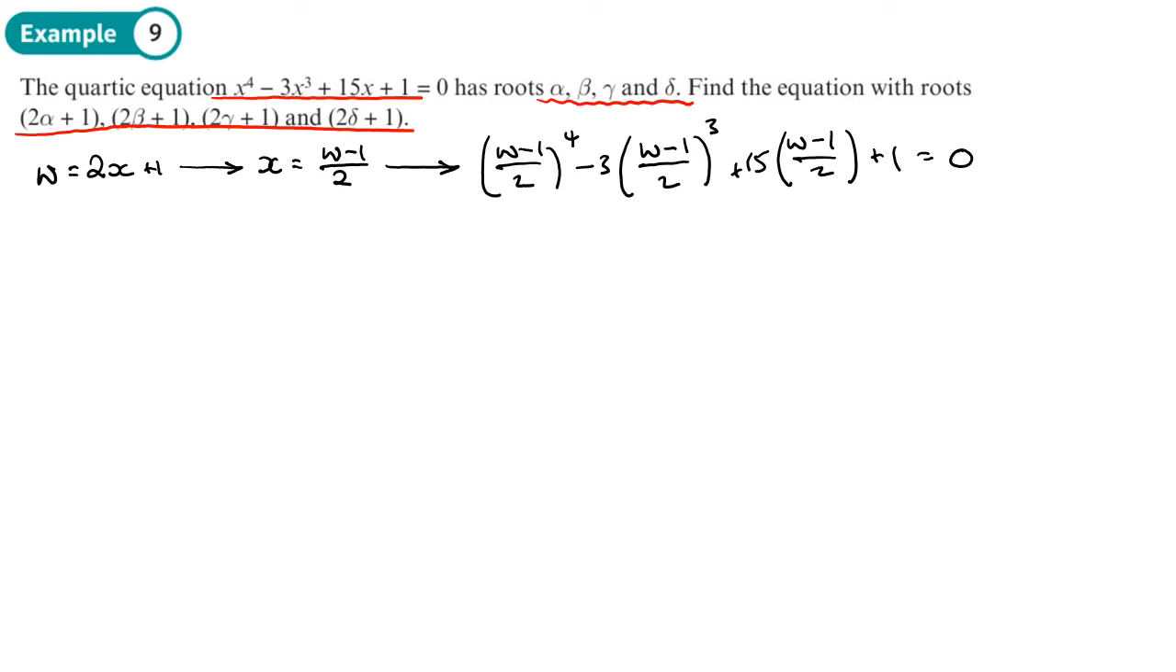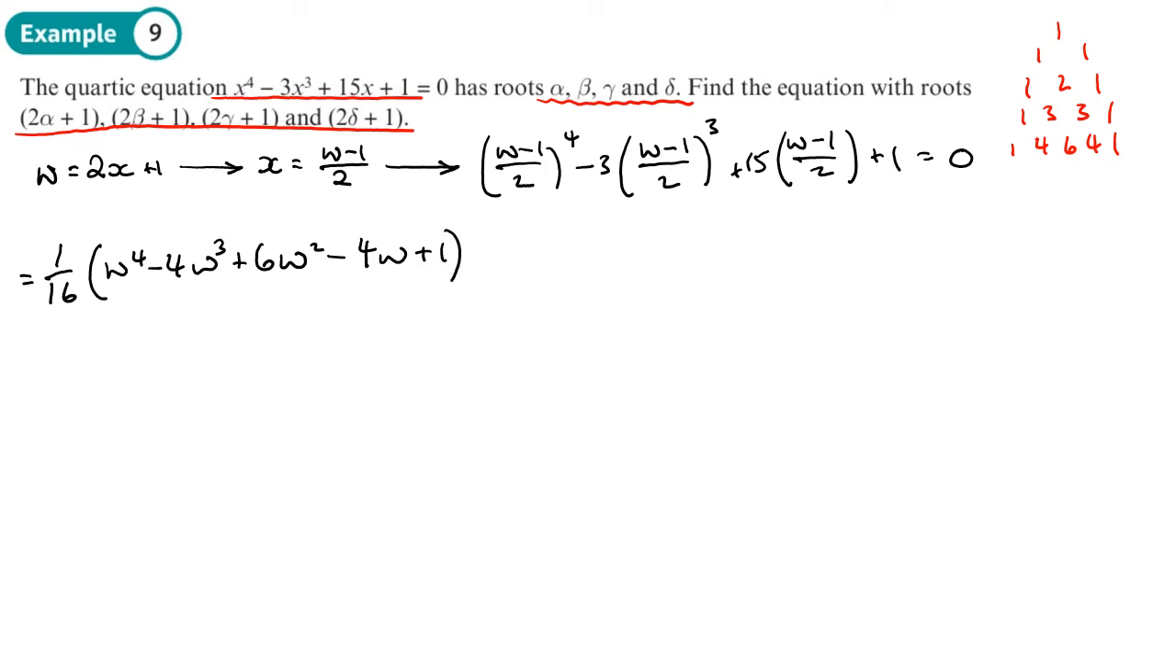Now, the first terms, when I expand them, I'm going to get over 16. So I'm going to write 1 over 16 here. And then I'm going to expand the (w minus 1) to the power 4. I'm going to use Pascal's triangle to help me out so that I can do this quickly. So the coefficients are 1, 4, 6, 4, 1. And I mustn't forget the minus 1, which is going to make the terms alternate between positive and negative. So I'll have w to the power 4, minus 4w cubed. The next coefficient is going to be 6, so 6w squared, then minus 4w plus 1.